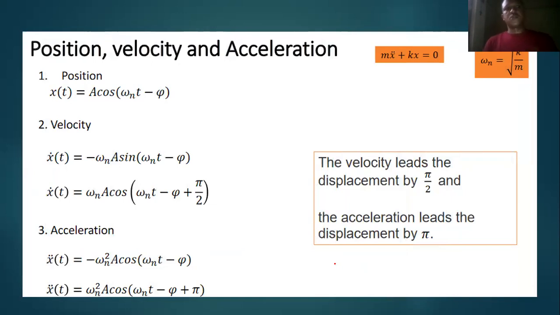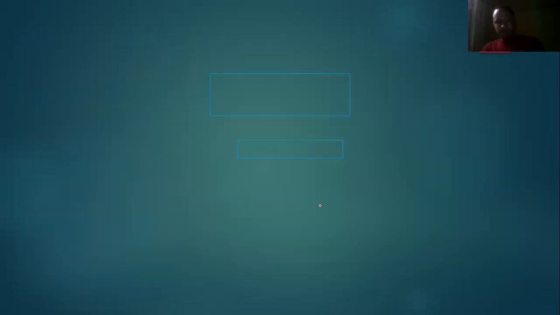So position, velocity, and acceleration. We have seen all of these things at the harmonic motion phase. So the position is this, even though we have various types of representation. Velocity is this, the first derivative of position, and acceleration is this, the second derivative of position. The velocity leads the displacement by pi over 2, and the acceleration leads the displacement by pi. Velocity and acceleration also lead each other by pi over 2.